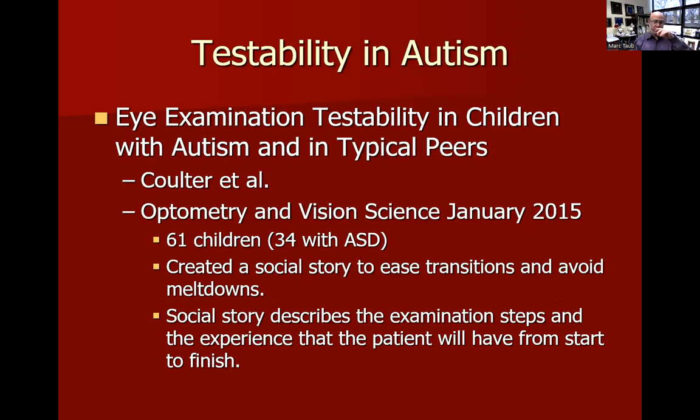So what are some of the things that we're going to be doing to test these kids? This study was done by Stacy Coulter, who was one of my mentors down at Nova Southeastern University. She looked at 61 children, 31 on the spectrum, and she actually did exams on them. She created a social story, which essentially is kind of a picture book, which the kids can look at and the parents can go through to kind of ease the tension and avoid those social meltdowns.